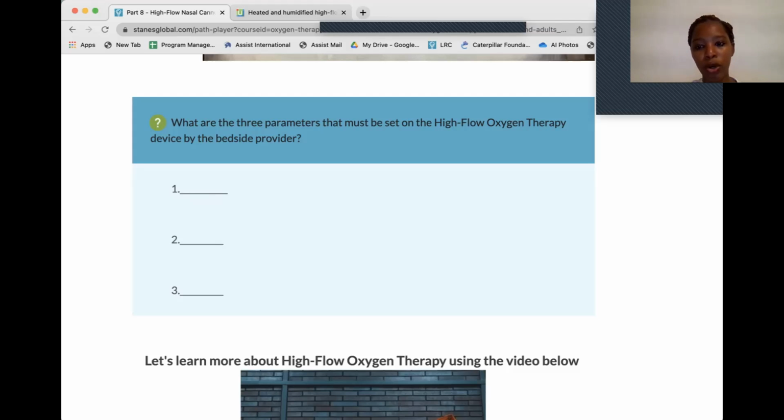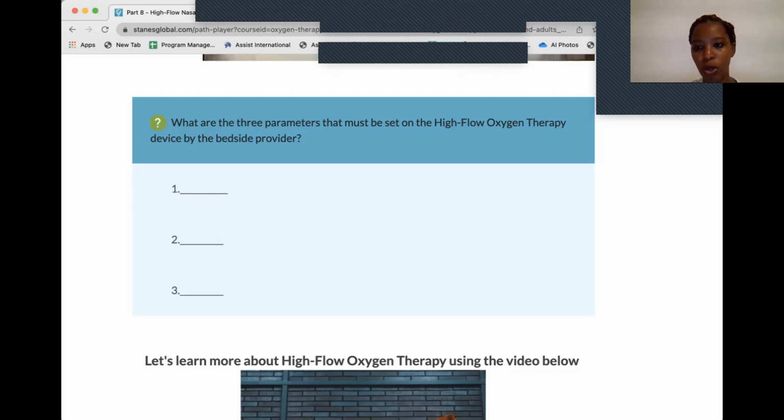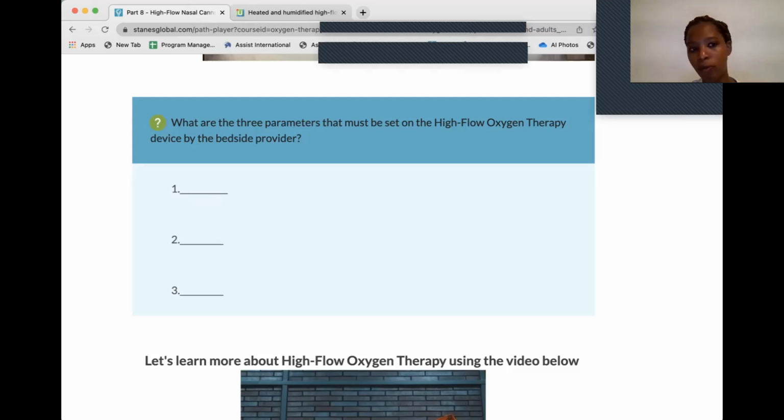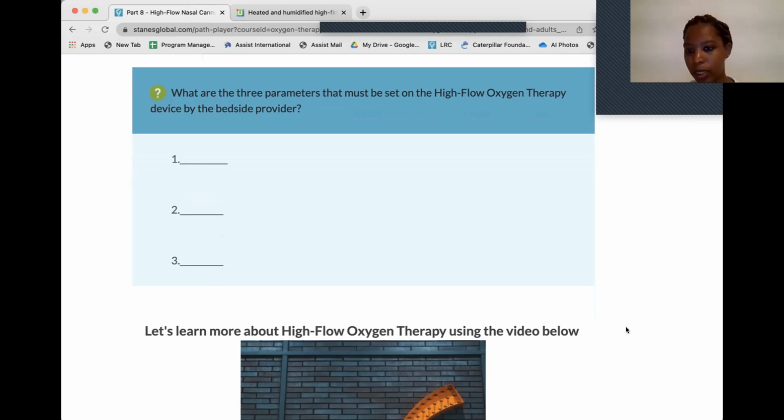And then also you set the FiO2. So the FiO2 ranges from 21 to 100%. Depending on how the patient is responding, you'll be able to titrate those 2 things. So I hope that's clear. Maybe Sarah can type for them. We said temperature, FiO2, and the flow, the oxygen flow. So those are the 3 main things that you're going to set in a high flow oxygen therapy.